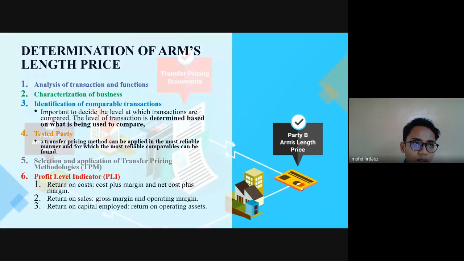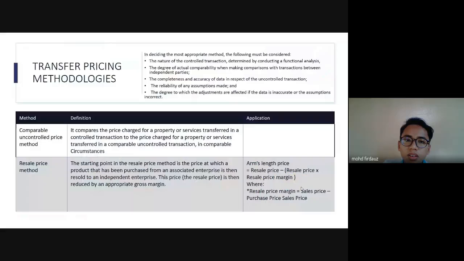This means they will choose by the ratio of the price, such as return on cost, that is cost plus margin. Return on sales, that is gross margin and operating margin. And the last one is return on capital employed, that is return on operating assets.